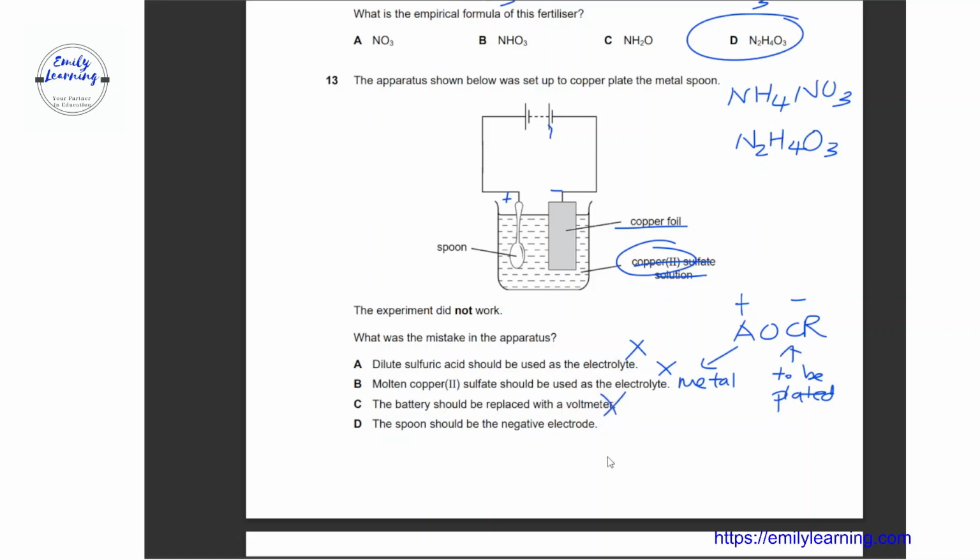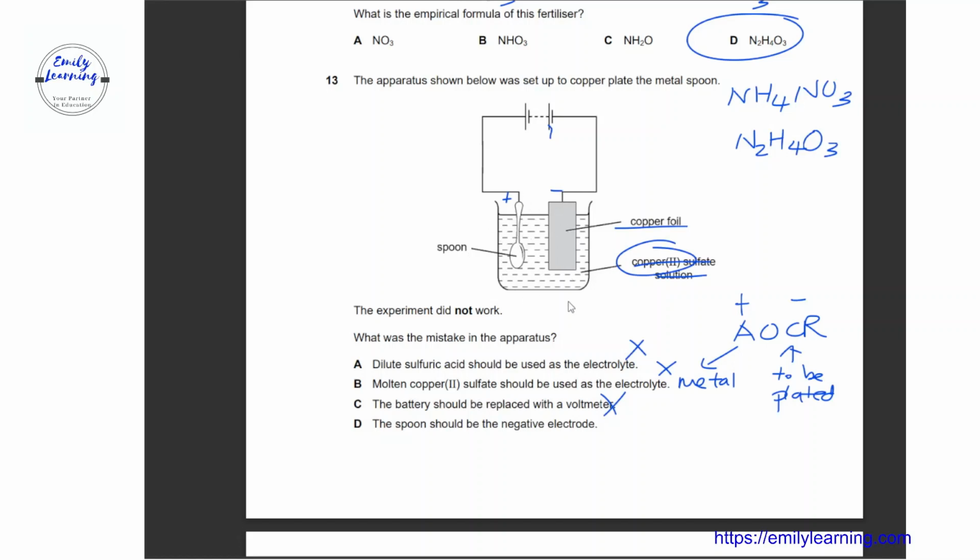Also no, because we need energy. This is not a cell. This is not an electrochemical cell. We want to use energy to transfer the copper from the anode to the cathode. If you have no battery, there's no energy source, then this will become a cell. So it needs to have a difference in potential.